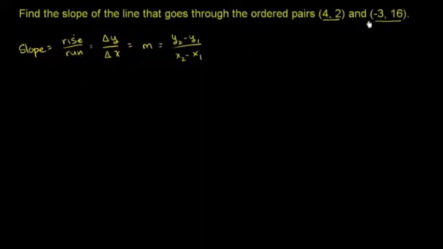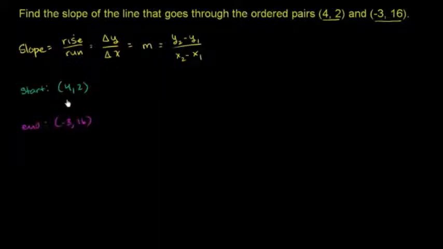We could start at this point and go to that point and calculate the slope, or we could start at this point and go to that point and calculate the slope. So let's do it both ways. So let's say that our starting point is the point 4, 2, and let's say that our endpoint is -3, 16. So what is the change in x over here?